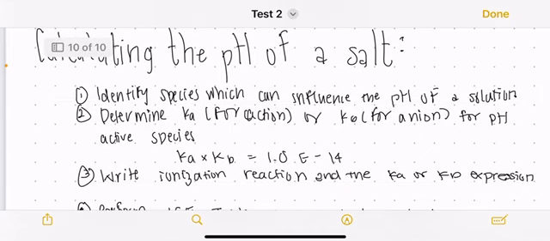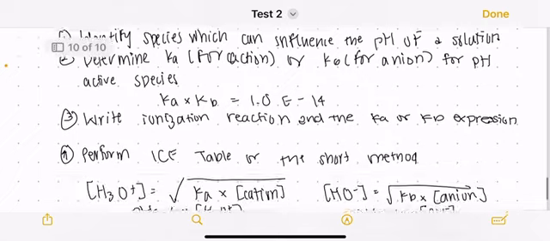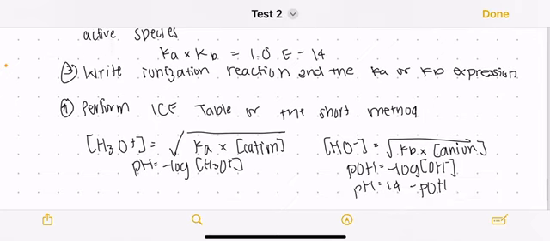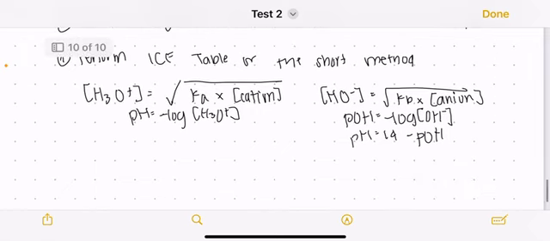To calculate the pH of a salt, identify the species which can influence the pH of the solution. Determine the Ka for the cation or Kb for the anion for the pH active species. We can do this because we know that Ka times Kb is equal to 1 times 10 to the negative 14. Then write the ionization reaction and the Ka or Kb expression. You can perform the ICE table or the short method. I've listed the short method below.